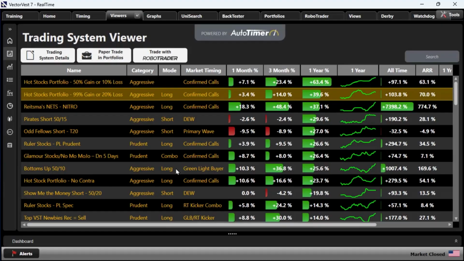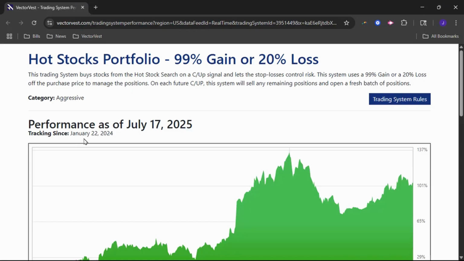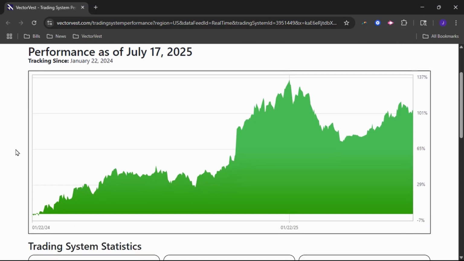Now, in terms of performance, this trading system began on January 22nd, 2024. So that's what we're looking at in terms of the portfolio equity curve all time since inception. You can see it's currently moving higher nicely over the last, let's say, 4 or 5 months. It's off of its all-time high. It had a really good run there at the end of 2024, but this is the equity curve.